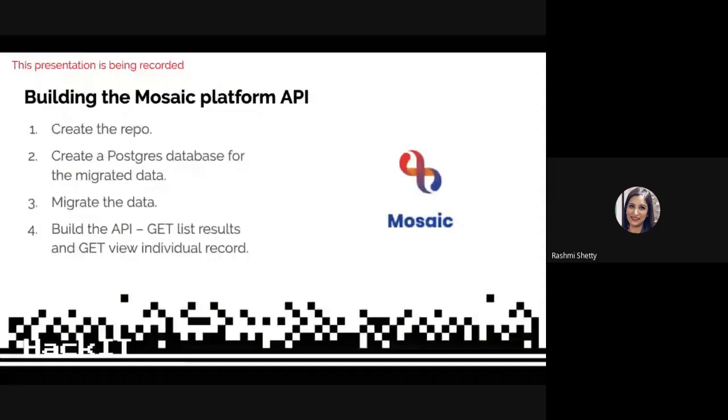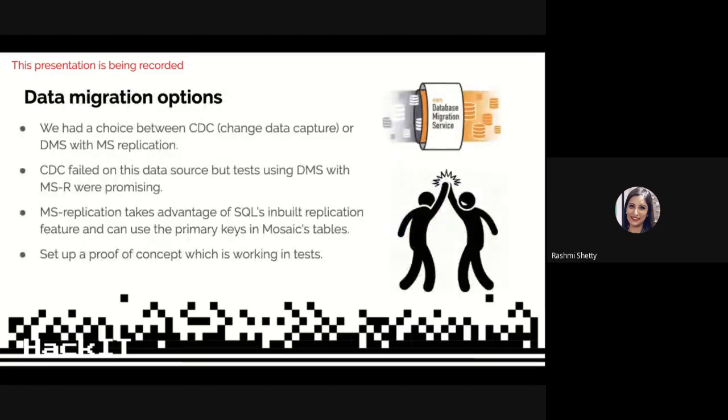We successfully migrated data via DMS, so we have taken a chunk from the Mosaic test database into a Postgres one, which I'm sure Mirella will cover in detail. I will leave that part for her to talk about. And we built an API. We have two GET endpoints, one for listing all the records and one for viewing individual records. Well done on that. So I hand over to Mirella, please.